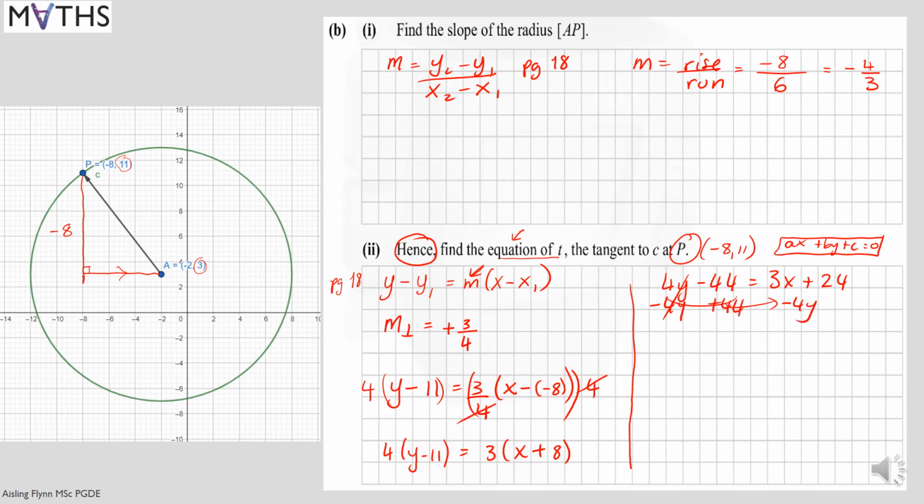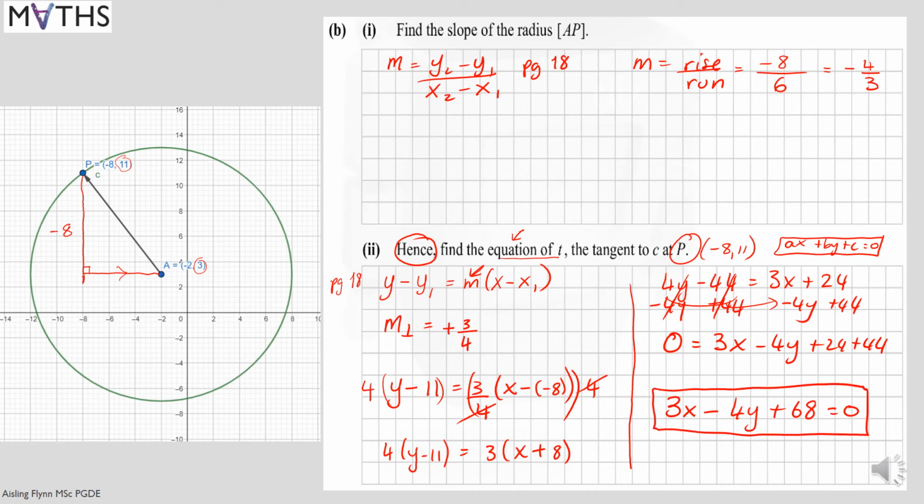We'll add 44 to both sides. Now what will that look like without all the scribbles? We'll have nothing on the left hand side. We'll have 3x minus 4y, and the numbers you'd have plus 24 plus 44. And finally, we'll just tidy up the numbers. 3x minus 4y plus 68 equals 0, and that's the equation of t, the tangent.